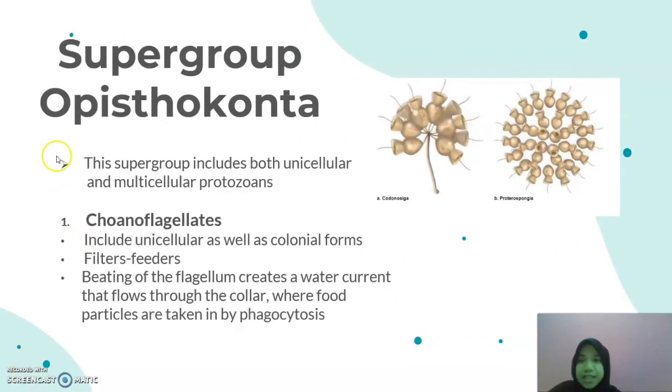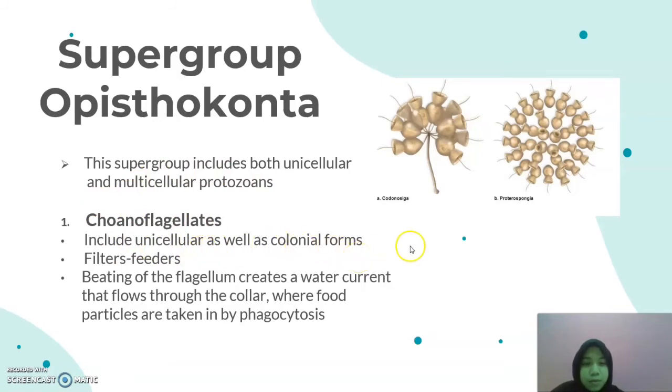Okay, next is Supergroup Opisthokonta. Animals and fungi are Opisthokonts, along with several closely related protists. This group includes both unicellular and multicellular organisms. There are two types of Opisthokonts. First is choanoflagellates. These include unicellular as well as colonial forms.